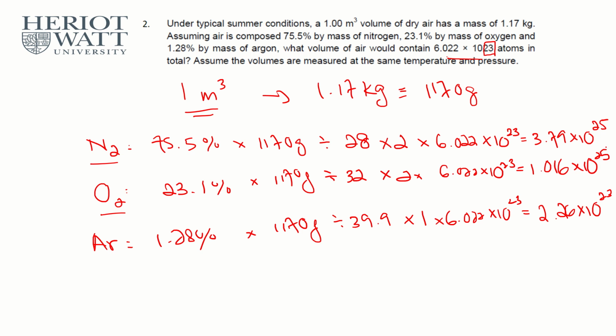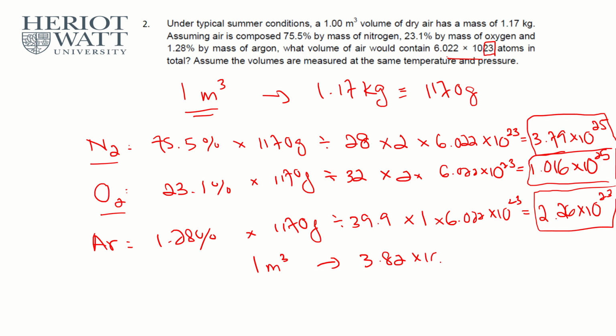So this will be the total number of nitrogen, oxygen, and argon atoms. You add them up, you get a total number of atoms in 1 meter cubic. So in 1 meter cubic, the total number of atoms is equivalent to 3.82 times 10 to the power of 25.